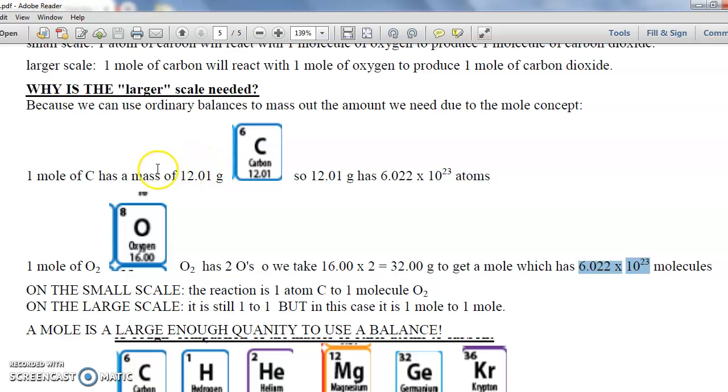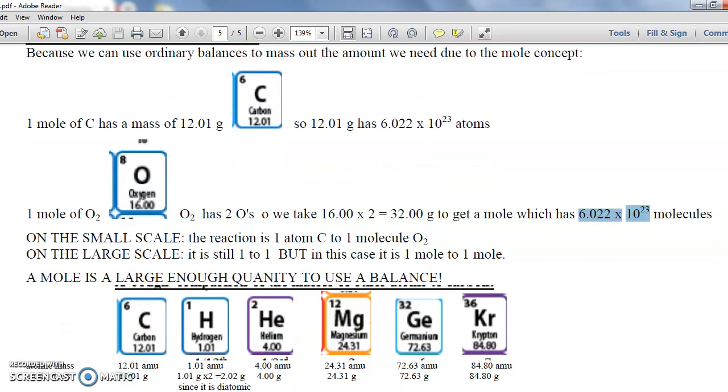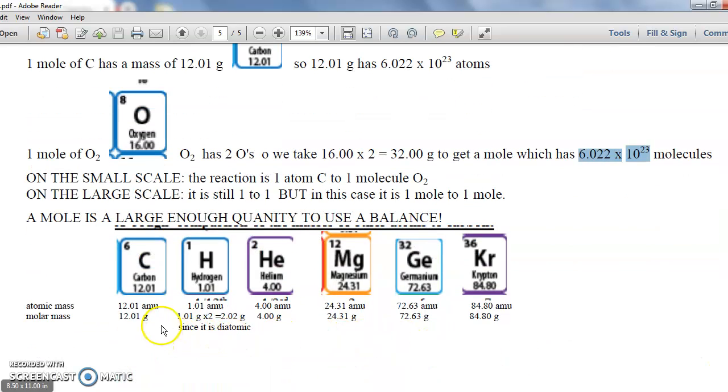So now, in order to do this reaction, carbon burning in the presence of oxygen, by using this mole concept, I know the masses of substances to put on the balance. And just to be sure that we understand, the average mass of the carbon atom, which we call atomic mass, is 12.01 AMUs. What is the mass of a mole of carbon? 12.01 grams.